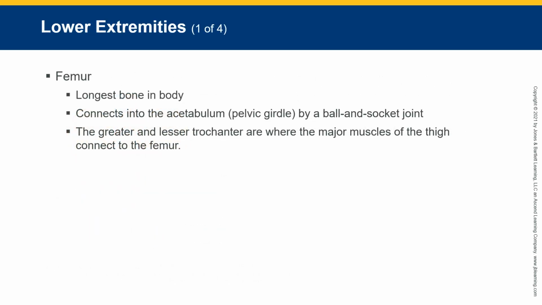The lower extremities. Your femur, the longest bone in the body, is also a very hard bone to break. Not impossible, it does happen. It connects to the pelvic girdle where the ball and socket join. The greater and lesser major muscles of the thigh connect to the femur. Femurs are very hard to break because of the amount of muscle that surrounds it, and also the density of that bone.